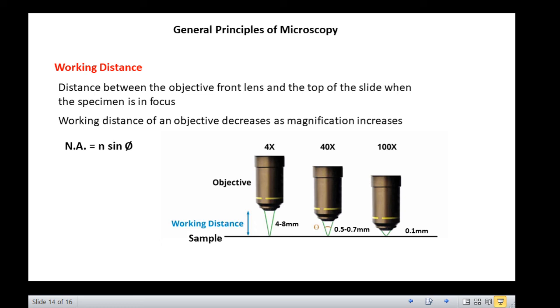For a low power 4x system, the numerical aperture is going to be very low, around 0.12. In a medium power 40x system, it could be in the range of 0.34, and for a high power system, it can be as high as 0.87. Also, do you remember the relationship between NA and Rp? From the formula, greater the numerical aperture, greater is the resolving power.